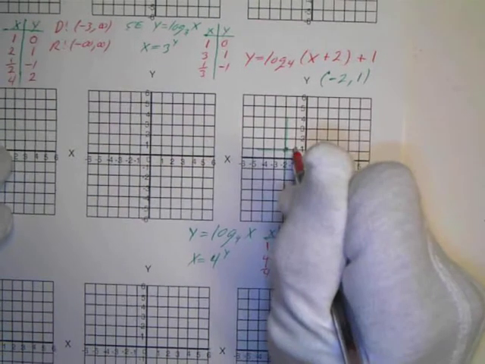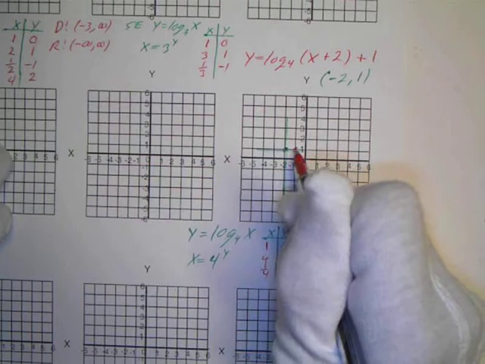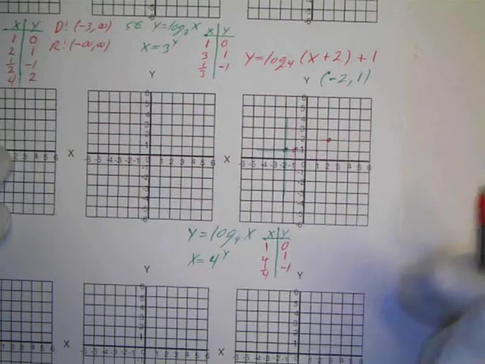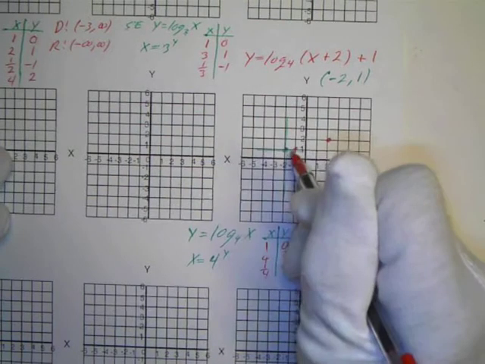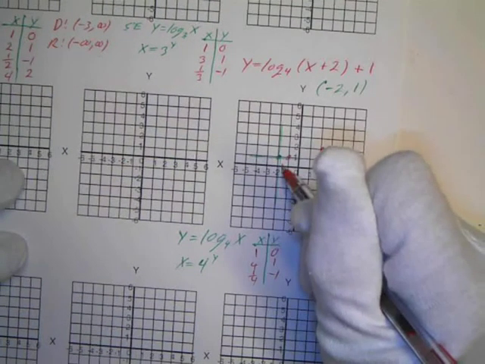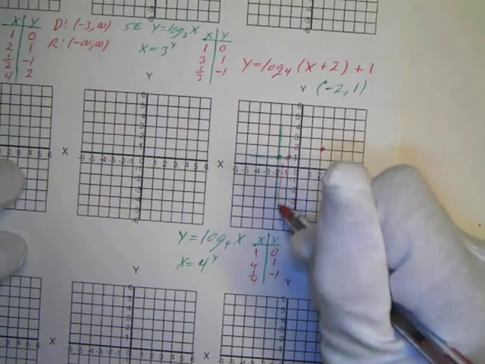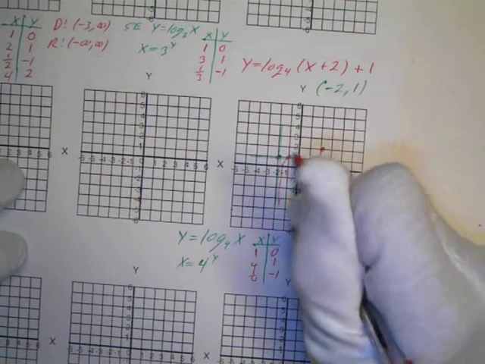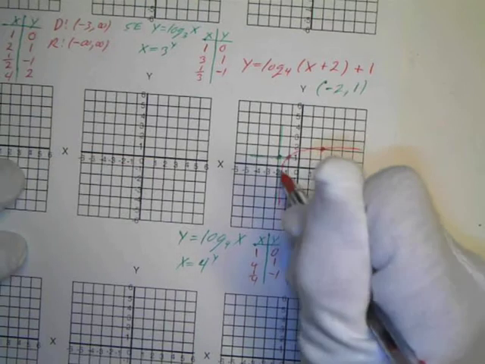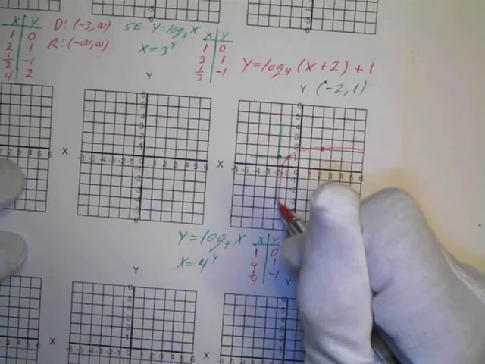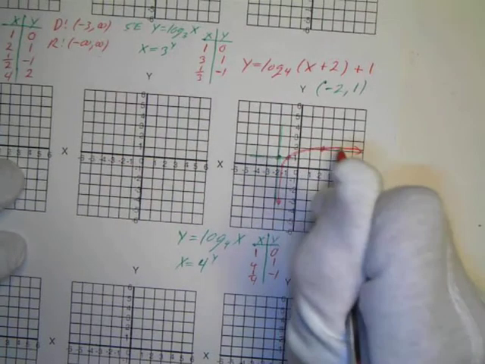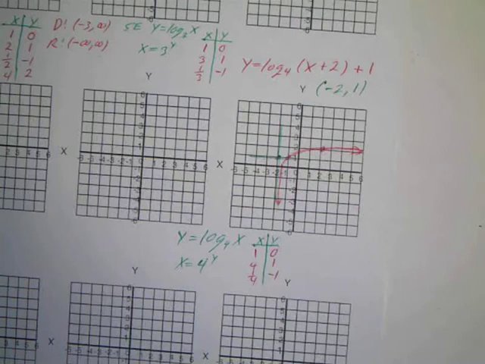So I go over 1 up 0, over 4, 1, 2, 3, 4 up 1. And I go over 1/4 down 1. So 1/4 very close and down 1. And that's what we've got. Remember, it's going to get closer to that asymptote but not touch it. And that's going to curve around like this, kind of a little sharper bend there. And there you go. Pretty easy.